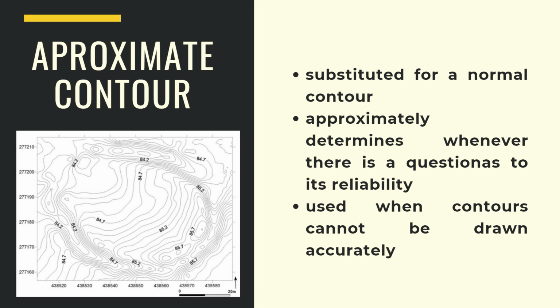The last type of contour is the approximate contours. An approximate contour is a substitute for a normal contour that is approximately determined whenever there is a question as to its reliability. Reliability usually is evaluated as exceeding 1/2 the contour interval. These are used when contours cannot be drawn accurately, possibly due to inaccessibility of the area, and are based on the educated guess of the maker of the map.